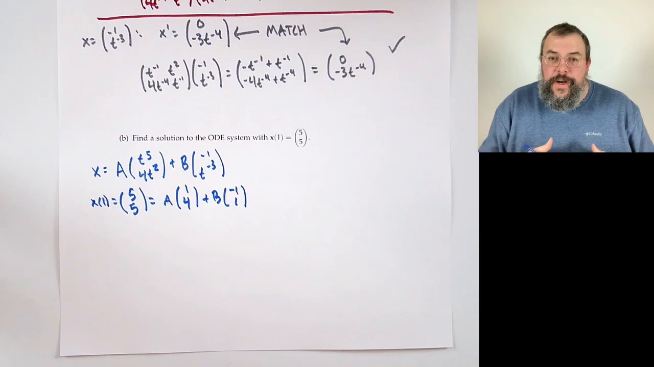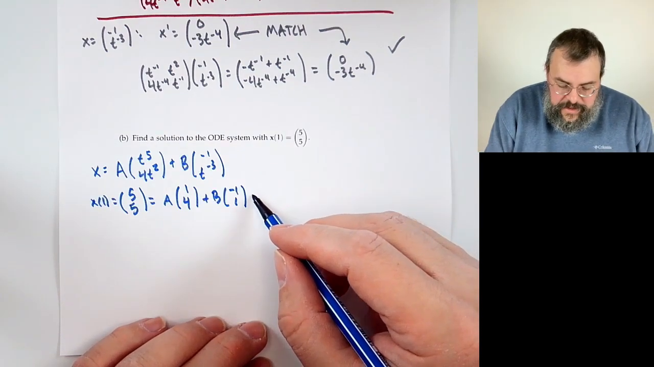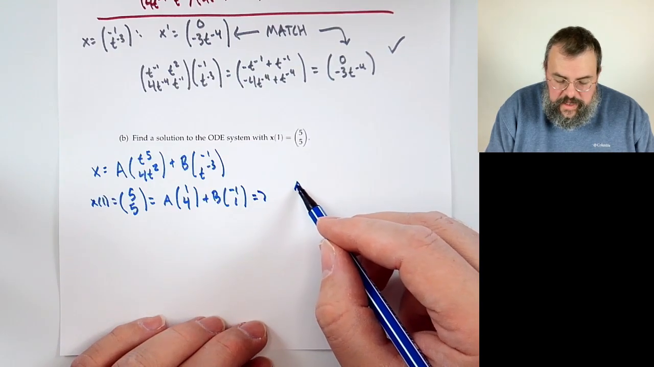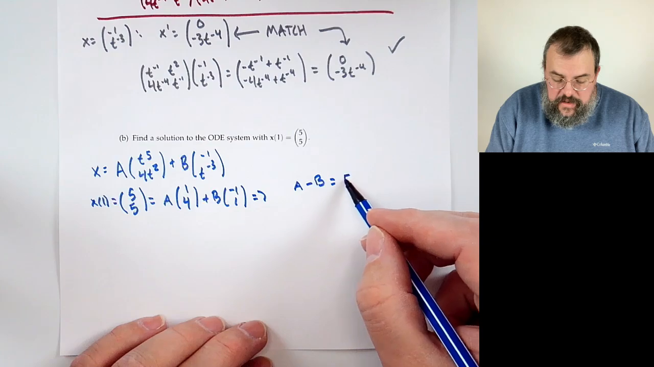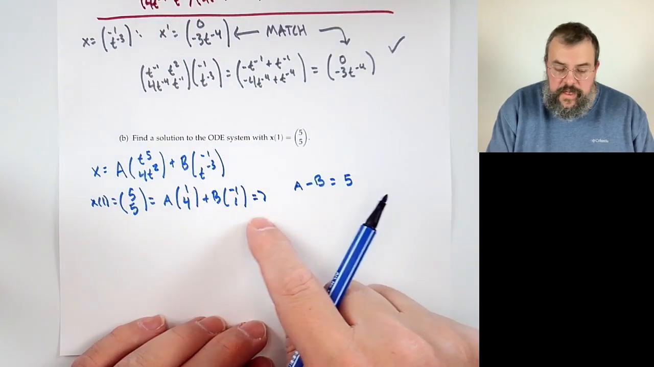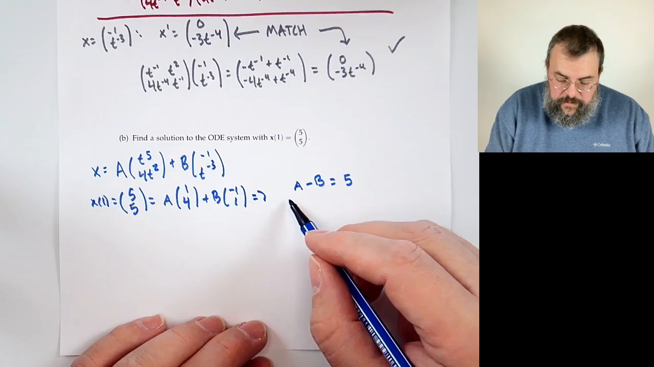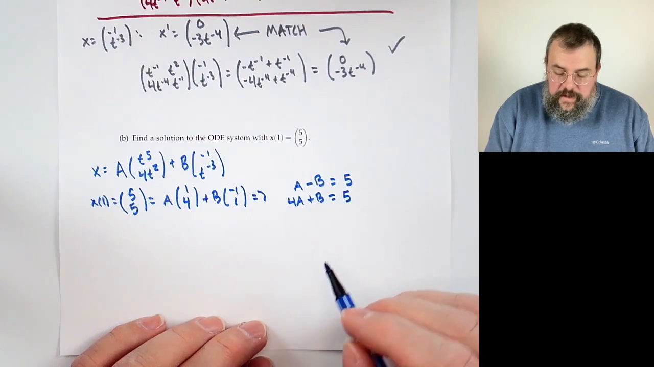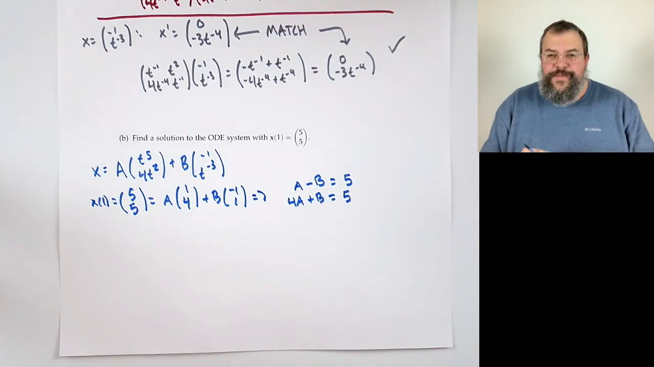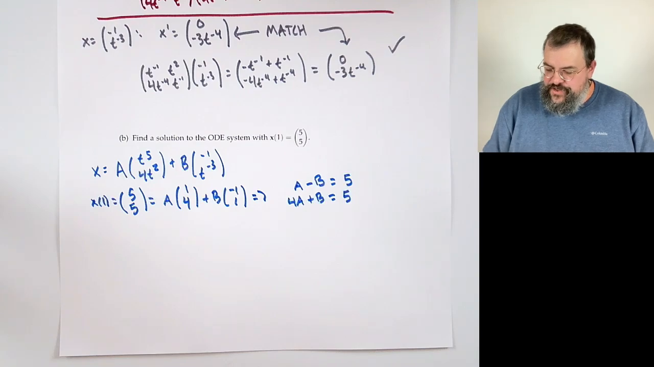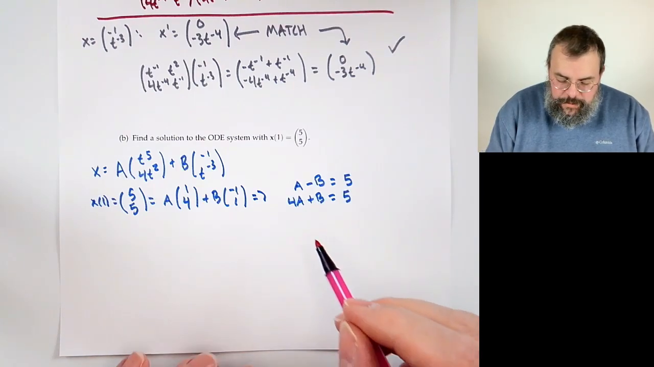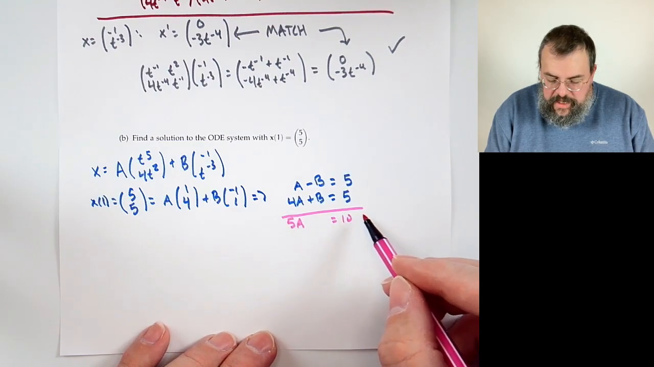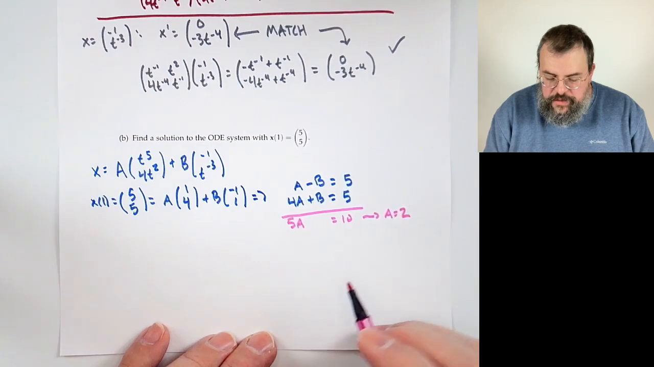All right, so what does that tell us? Well, it tells us that a minus b needs to equal 5. Just a minus b equals 5. And 4a plus b should also equal 5. Beautiful. Look at that. We can just straight up add these two together. And if we do that, hardly any work at all. 5a equals 10, which tells us that a had better be 2.